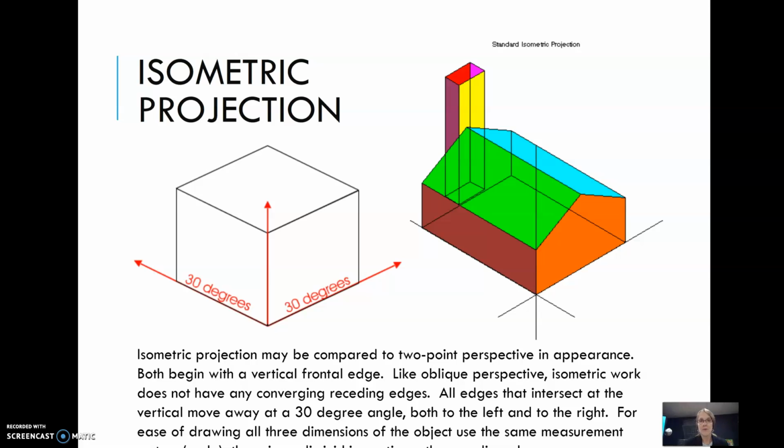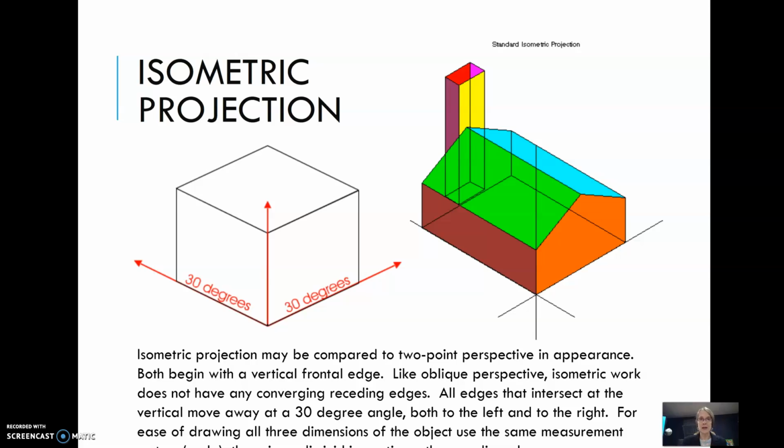Okay, the next type of projection that architects also use is isometric projection, and it may be compared to two-point perspective in appearance. Both begin with a vertical frontal edge, okay? So you have a frontal edge here, a frontal edge here with the box. Like oblique perspective, isometric work does not have any converging receding edges. They don't go to a vanishing point. All edges that intersect at the vertical move away at a 30-degree angle.